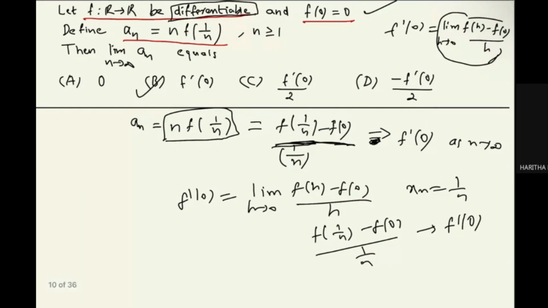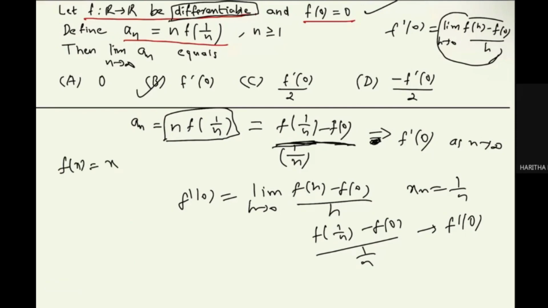In fact, if you consider the function f of x equal to x, it satisfies all the conditions, right? Now what is n into f of 1 by n? That is n into 1 by n, which is 1. So you can eliminate this option. If this is asked in the actual exam, you can directly write it, but you should always know how to prove it. Okay, so the answer is f dash 0. I hope you got the idea. Can I move on to the next problem?